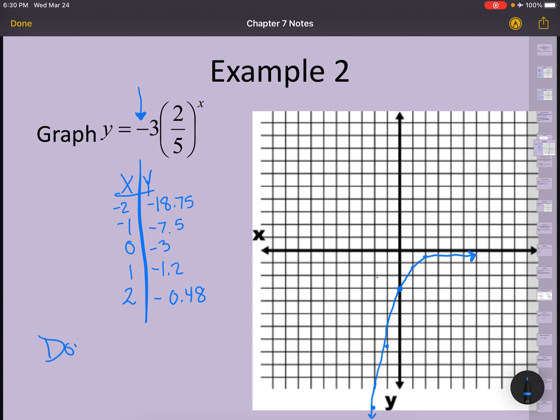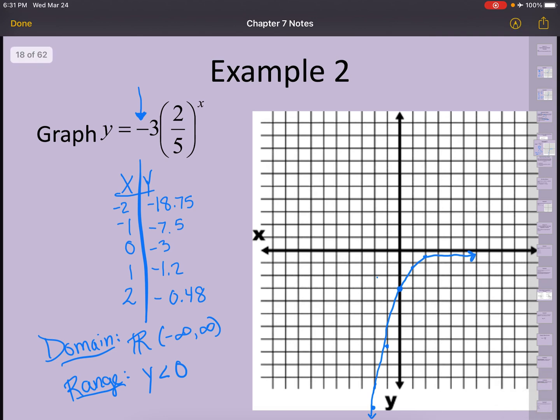But now if we look at the domain, left to right, well, it's still all real numbers. And the range, the asymptote is still approaching 0. So y equals 0, or the x-axis. But we're getting smaller in the y's. So this is going to be y is less than 0. And again, not equaling 0, because it's never going to touch or cross the x-axis.